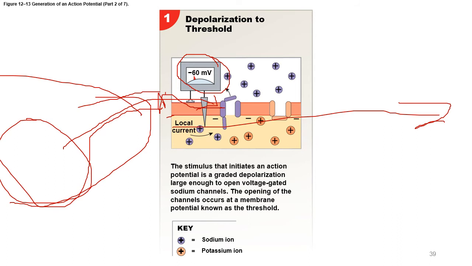So the stimulus that initiates an action potential is a graded depolarization large enough to open these voltage-gated ion channels in succession down the entire length of the membrane. The entire length of the axon, one after another, like dominoes. And the opening of those channels occurs at the membrane potential known as threshold.